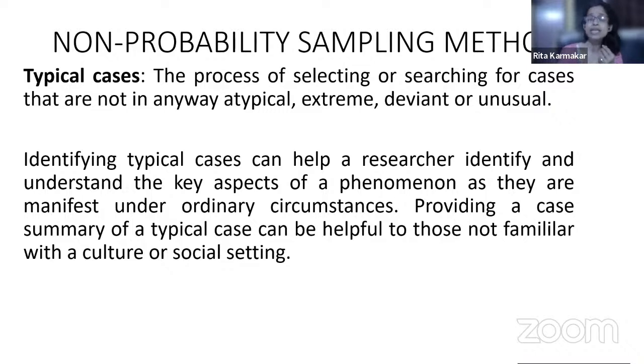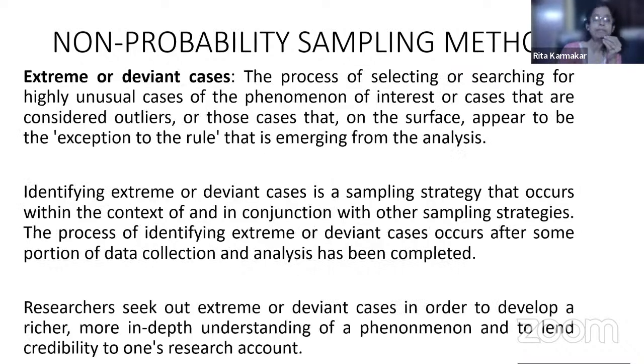So maybe you are studying a group of delinquents. There you can study that particular group, which is a typical group or a very extreme group or a deviant group. You are studying their family environment, and you found that family environment is playing a critical role in making a person a delinquent. So that can be, you can use typical case sampling.